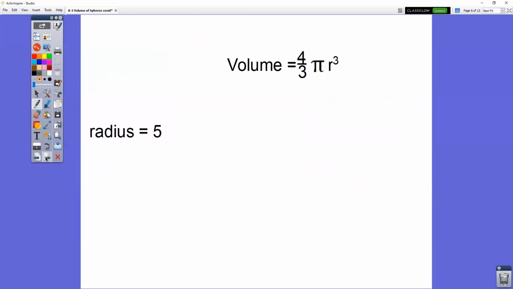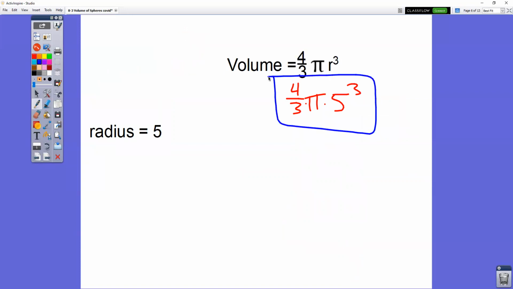So the other kind of question that you're going to have just gives you the measurements. It does not give you a picture. So in this one, it's just telling you that the radius is 5. So all that you would do is stick in your measurement where it belongs. So 4/3 times pi times 5 to the third power. If we were rounding to the nearest tenth, you're just going to multiply all 3 of those together. 523.5987756.